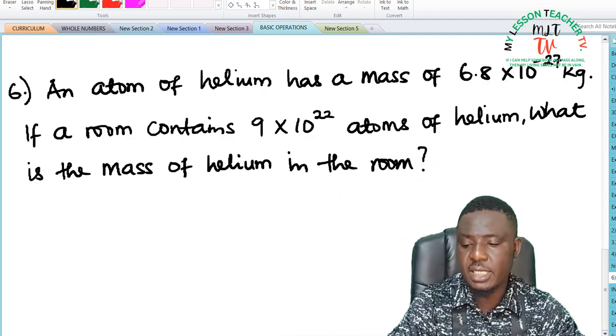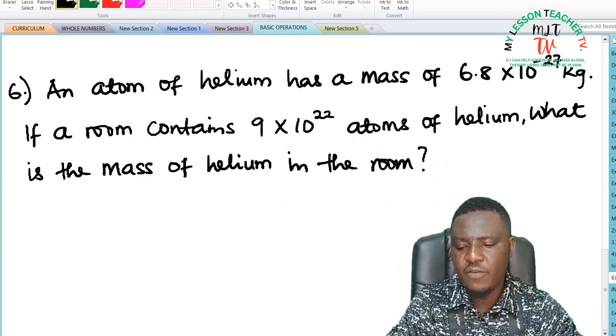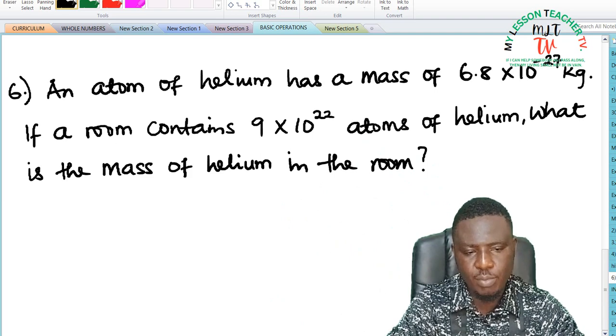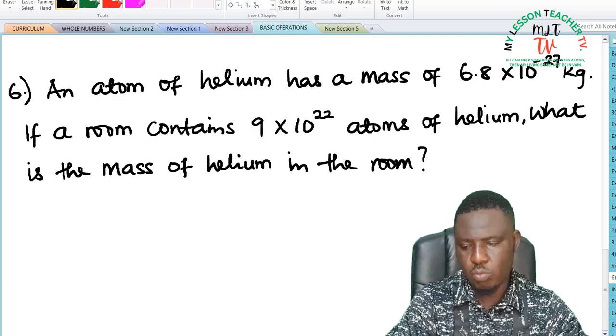Question 6 says, an atom of helium has a mass of 6.8 times 10 raised to the power of minus 27 kilogram. If a room contains 9 times 10 raised to the power of 22 atoms of helium, what is the mass of helium in that room?